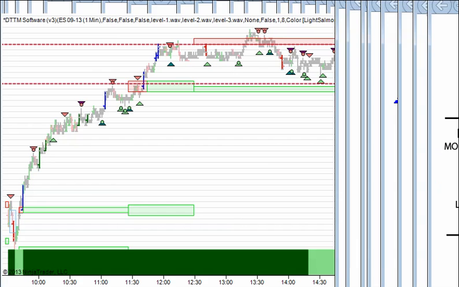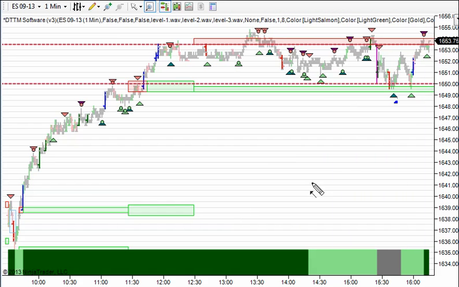If you look at this chart, and there are overview videos on the website, we've got the filter down here, the green filter that says bulls are in control short term.